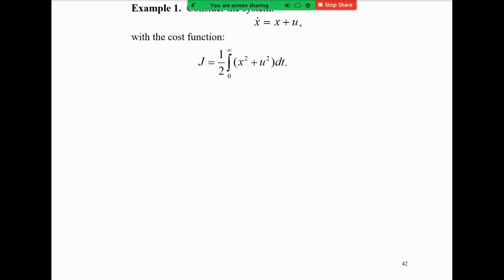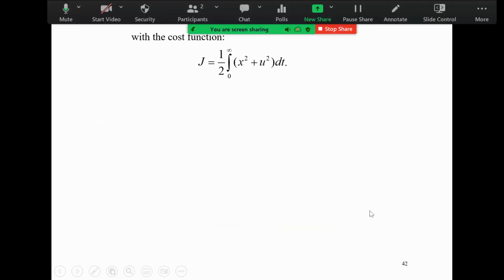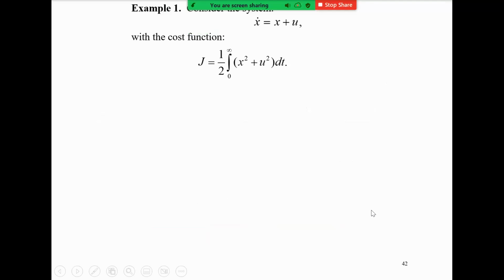All right. Now let's look at an example of how to apply this method for the simple case, and then we will see what complications may arise. Here is a simple scalar case, but the system is unstable in open loop. Now this cost function, of course, this Q is 1, R is 1.